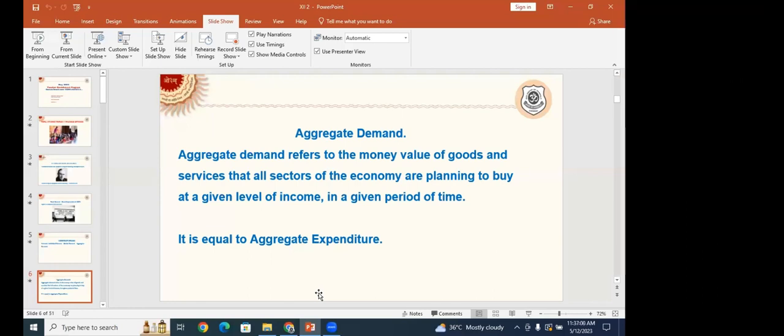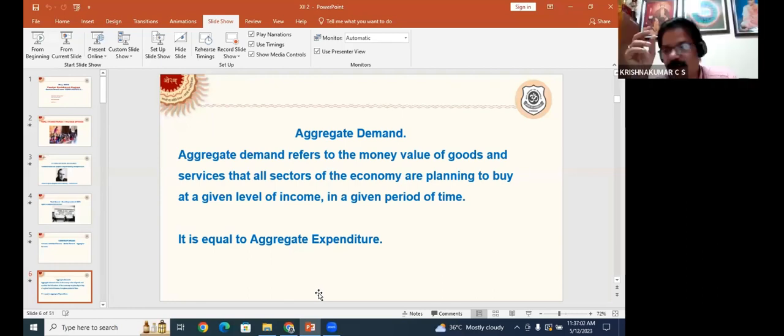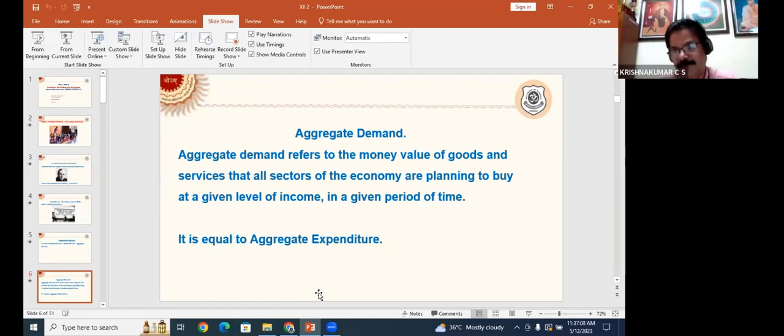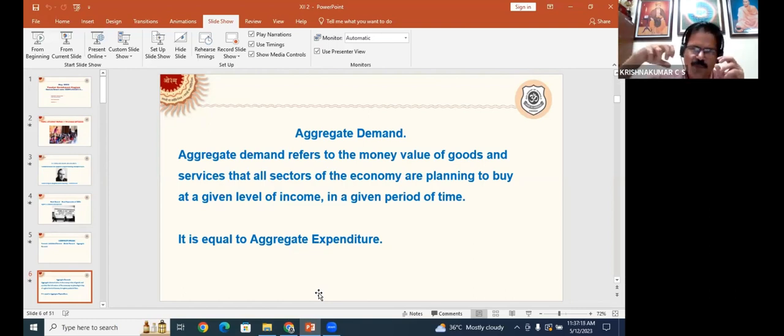It may not be real. It's an assumption, or we assume that investment is autonomous. It is not influenced by the income level. So the investment curve will be a horizontal line parallel to x-axis, because whatever may be the level of income, 0 or 100 or 1000 or 1 lakh or something like that, the investment will be the same.